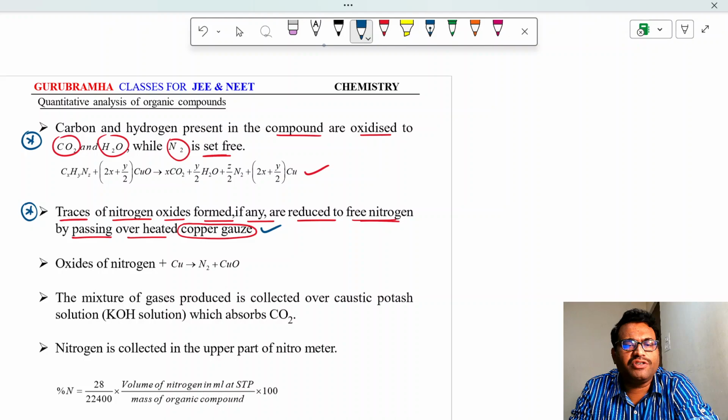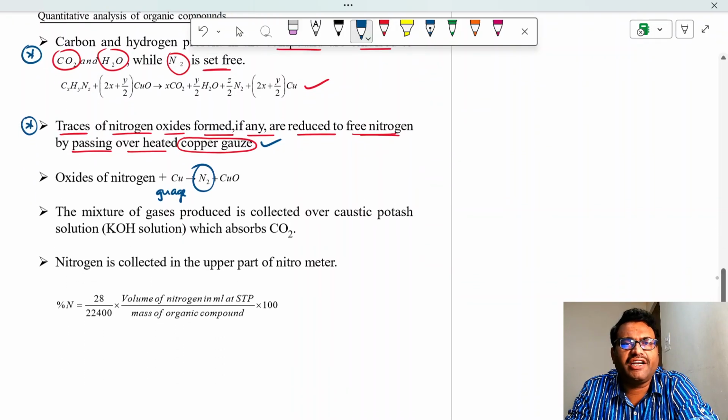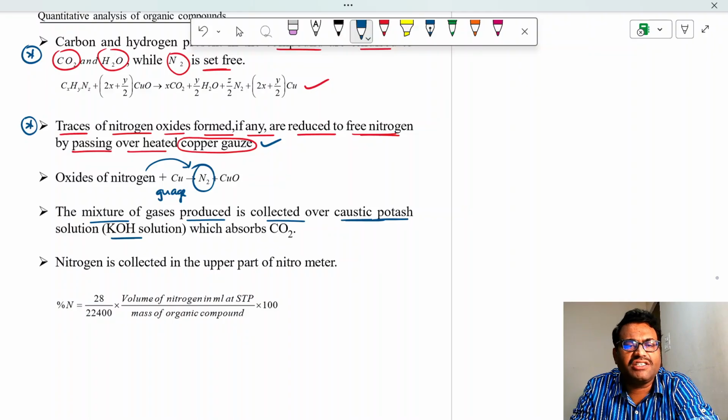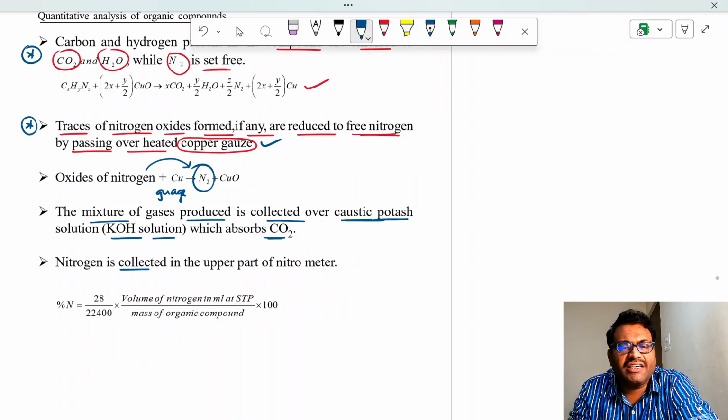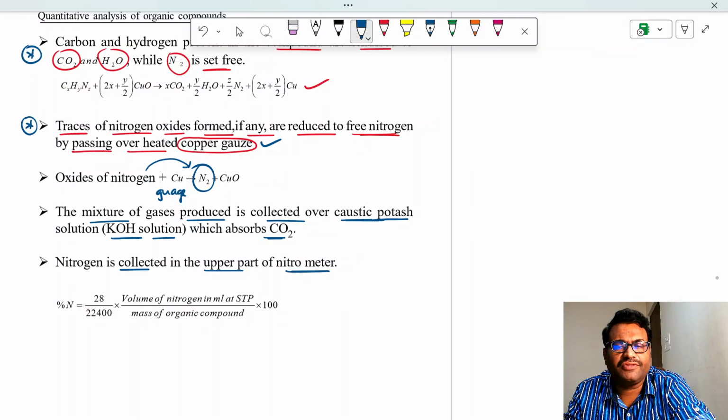Oxides of nitrogen plus copper gauze gives nitrogen again. So if there are any traces of nitrogen reacting with oxygen of copper oxide to form oxides of nitrogen, that is again converted into nitrogen by passing over copper gauze. The mixture of gases produced is collected over caustic potash, which is also called KOH solution, which absorbs carbon dioxide. So nitrogen is collected in the upper part of the nitrometer. Already we have seen all this procedure.